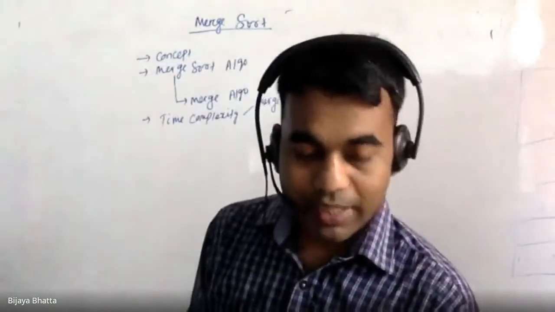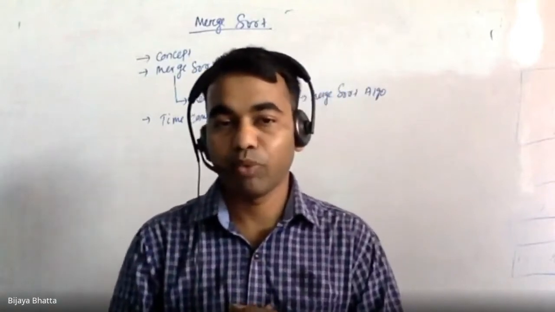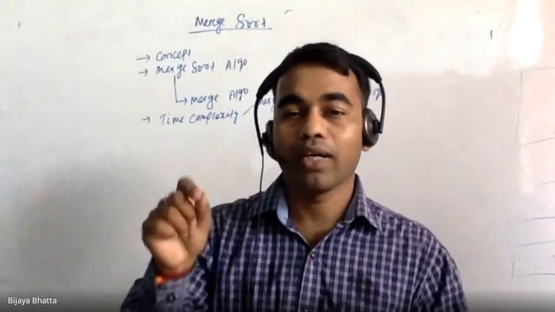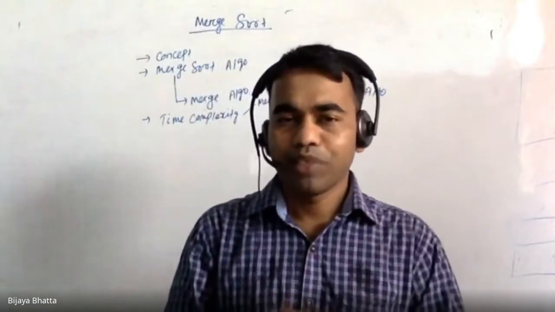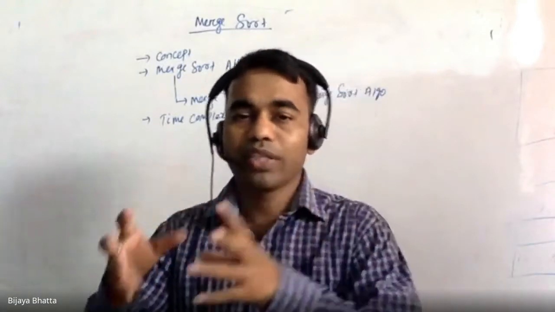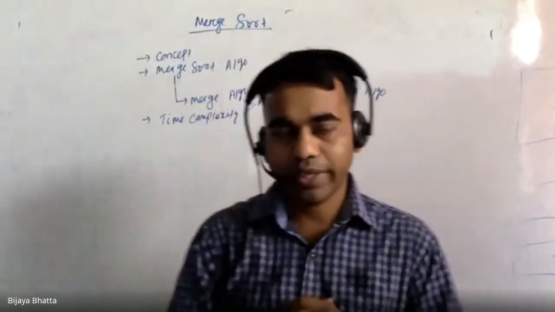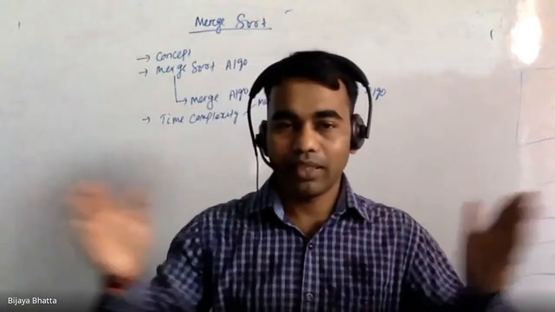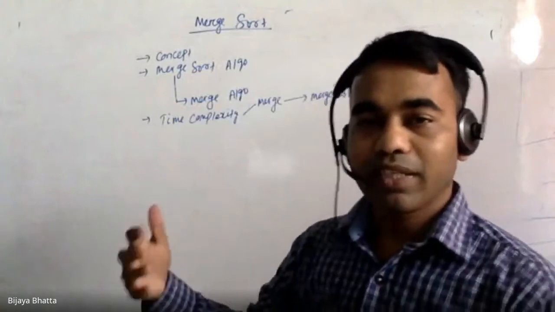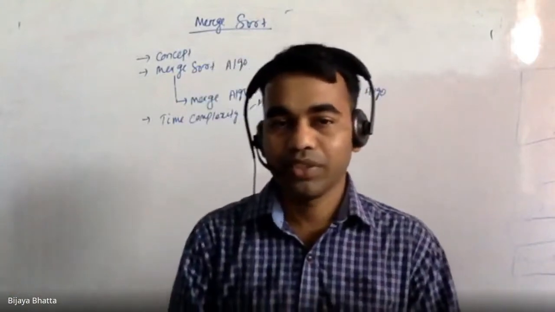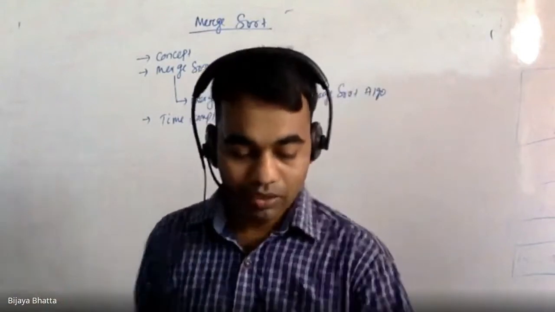Basically merge sort works on one very important principle, which is known as divide and conquer. Let's understand what divide and conquer means. We are studying a sorting algorithm, which is merge sort. Given an array or a set of elements, you want to sort it. So what technique are you using? You are using the concept of divide and conquer.